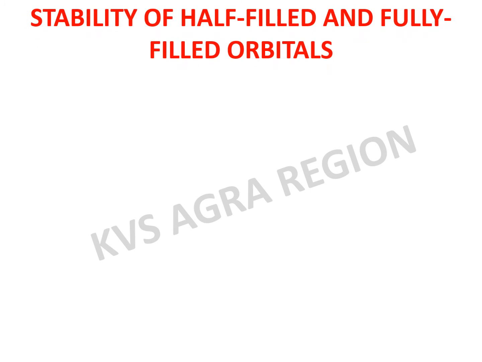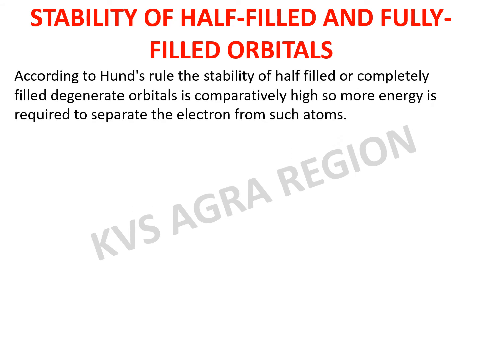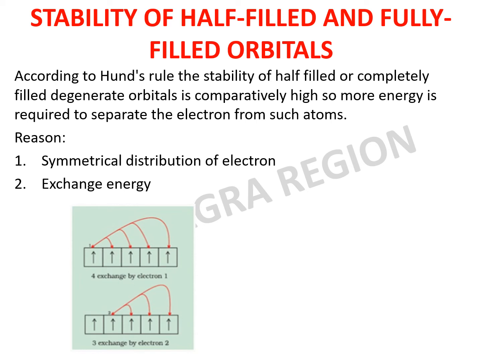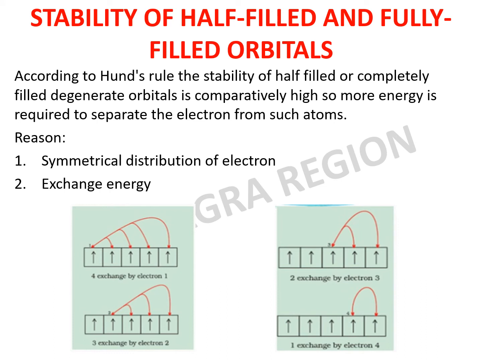Stability of half-filled and fully filled orbitals also plays an important role. According to Hund's rule, the stability of half-filled or completely filled degenerate orbitals is comparatively high, so more energy is required to separate the electron from such atoms. Reason? The symmetrical distribution of electrons and the exchange energy. We can see here that there are 4 exchanges by electron 1, 3 by electron 2, 2 by electron 3 and 1 by electron 4.